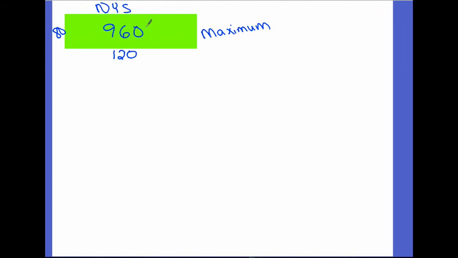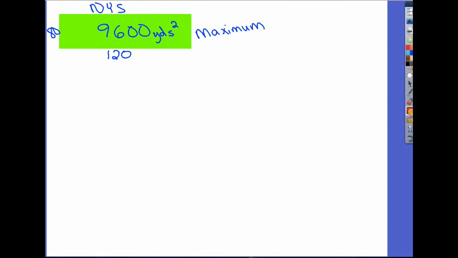9,600? This is in yards. And when you do area, it would look like this, squared. It says the difference between the maximum and the minimum. Well, now we've got to do it all over again and do minimum this time. We'll make it smaller.